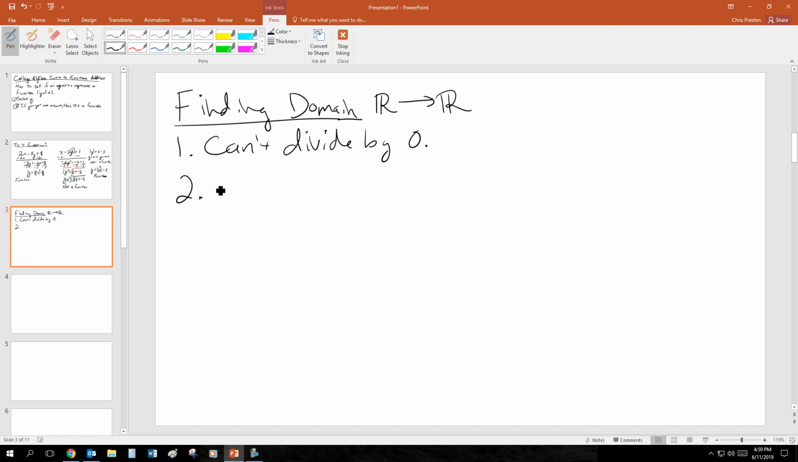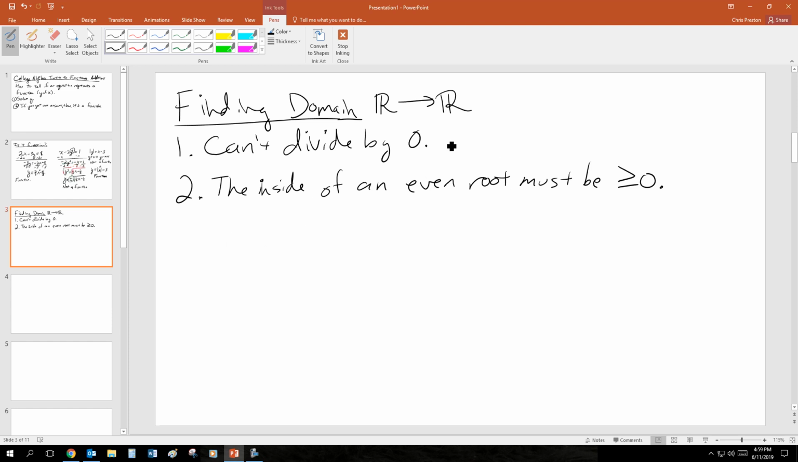And the way that happens is the inside of an even root. Well, if the inside of an even root is negative, that would be giving us non-real numbers, like give us i's. So the inside of an even root must be greater than or equal to 0. If that's not true, then the result would not be real. So we have to restrict it.